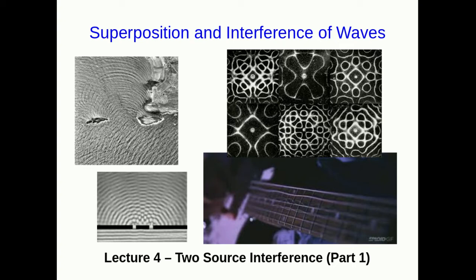Hello, and welcome to Lecture 4 of Superposition and Interference in PHYS 1201. And this is the first in a series of 2 lectures about two-source interference. And it turns out that two-source interference is one of the most important experimental ideas in physics, as we'll see at the very end of next lecture.